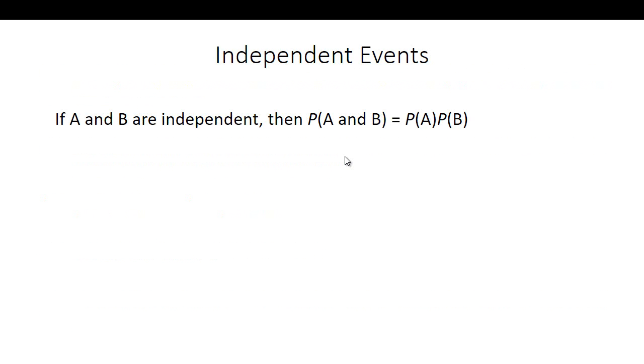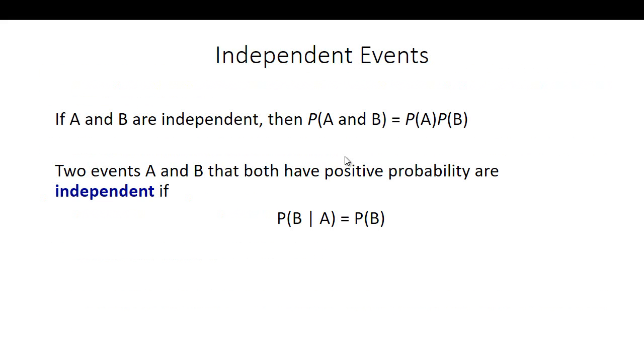Independent events: if A and B are independent, then the probability of A and B is equal to the probability of A times the probability of B. Two events A and B that both have positive probability are independent if the probability of B given A is equal to the probability of B. So if the conditional probability of B given A is the same as the probability of B, then we say that A and B are independent.